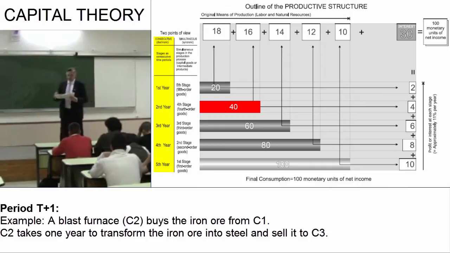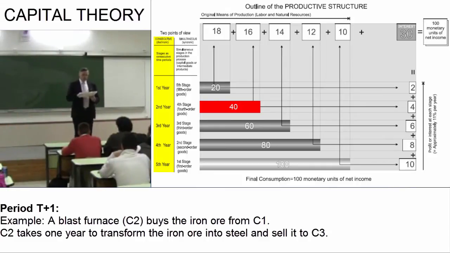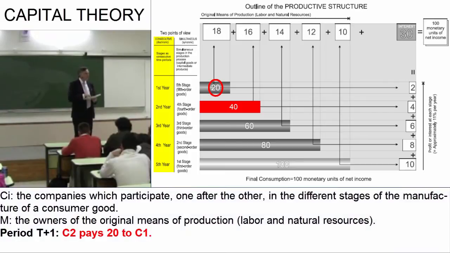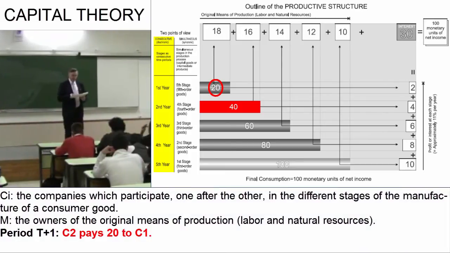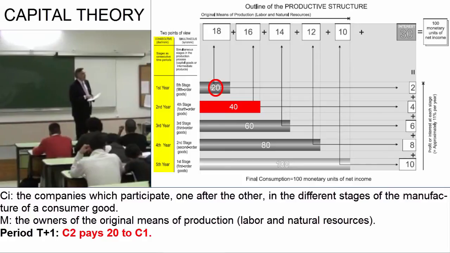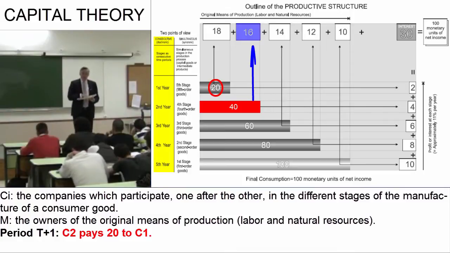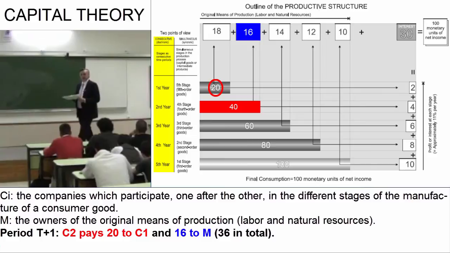The companies which concern us here are blast furnaces. They must buy iron ore. They buy it for 20 units from companies operating in the previous stage. And blast furnace companies must also hire workers and other means of production. Notice the arrow pointing up. As you can see, they acquire 16 units worth.